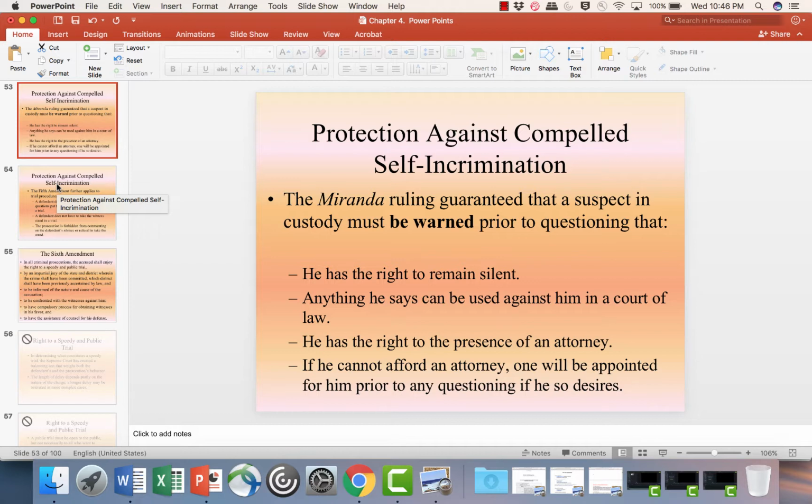So the Miranda ruling guaranteed that the suspect must be warned prior to questioning that they have the right to remain silent, that anything they say can be used against them in a court of law, that they have the right to the presence of an attorney, and the last one is that if they can't afford an attorney, one will be appointed to them.